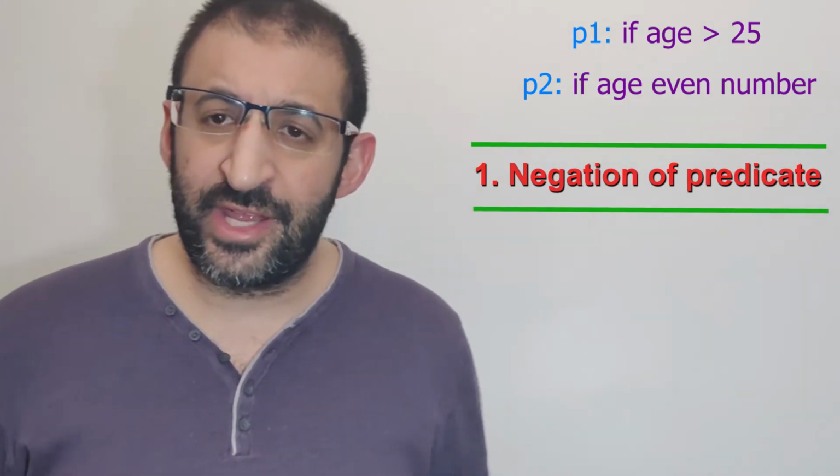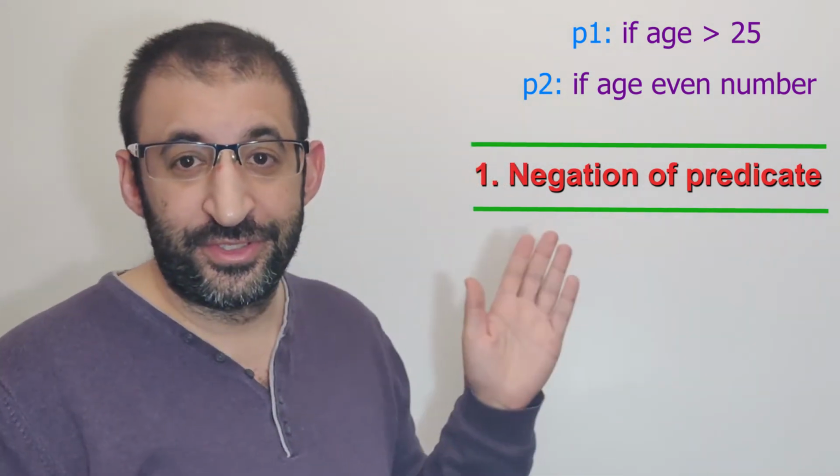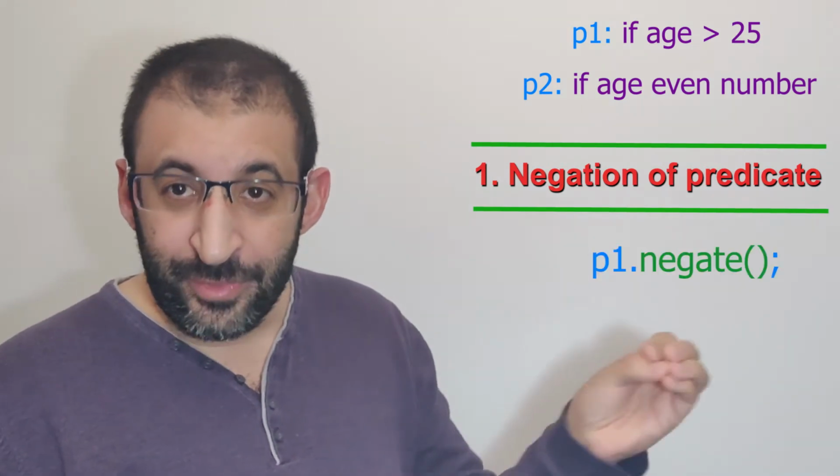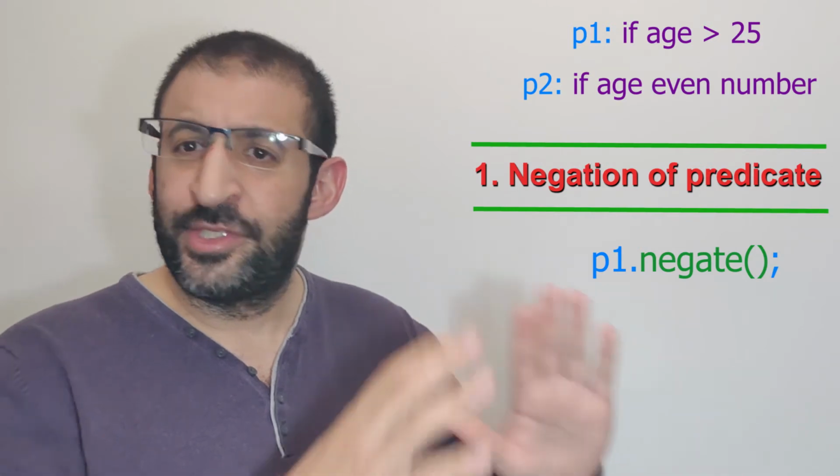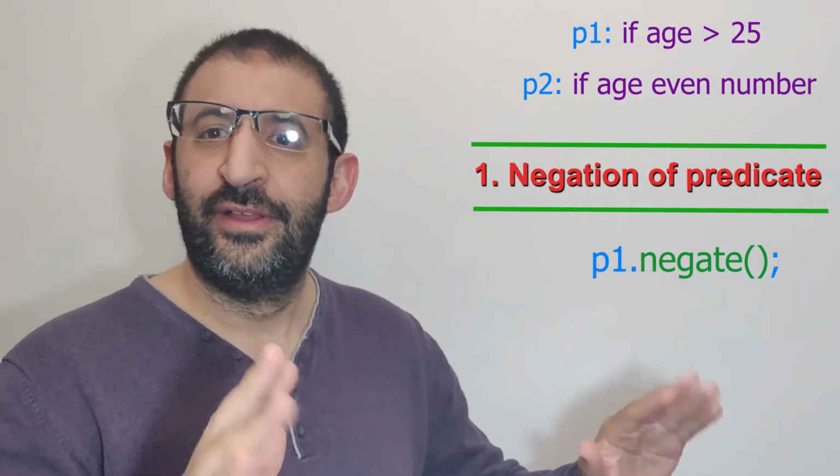Okay, P1. Can I do this directly without writing a new predicate? Yes. How to do this? I just call the P1.negate method. So simple like this.